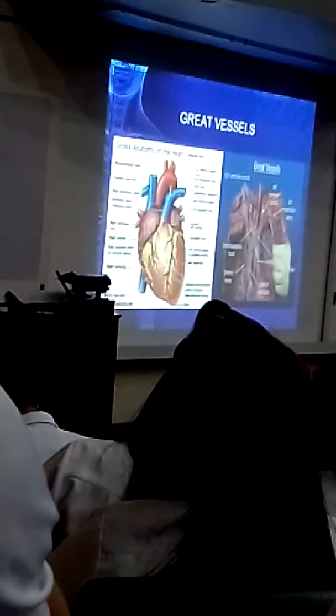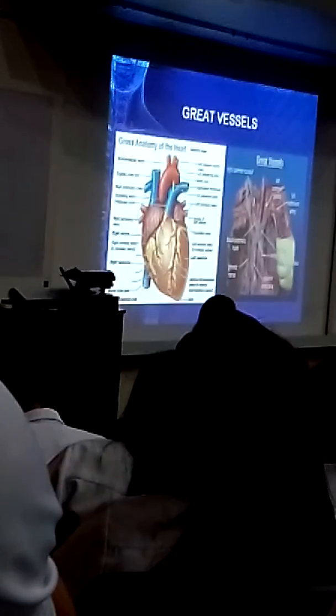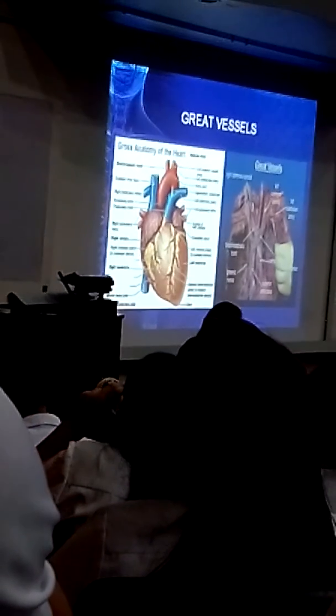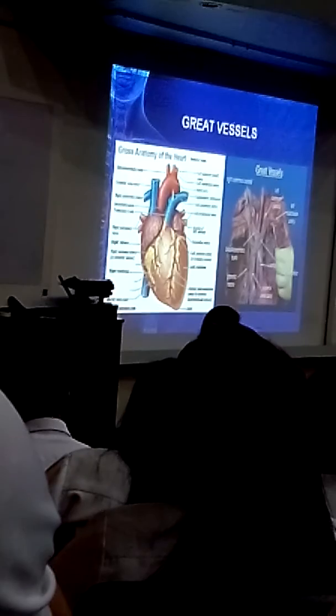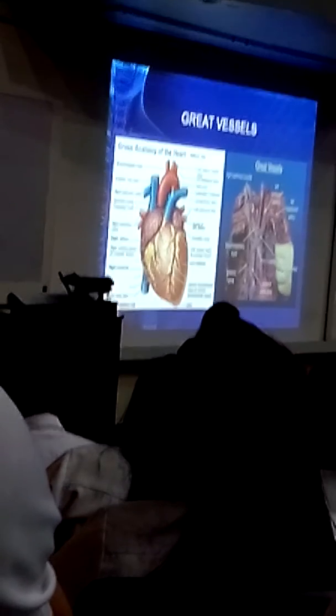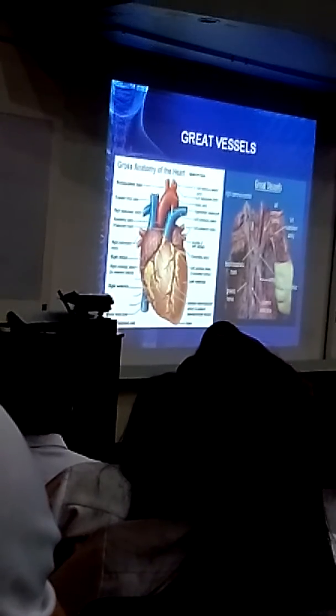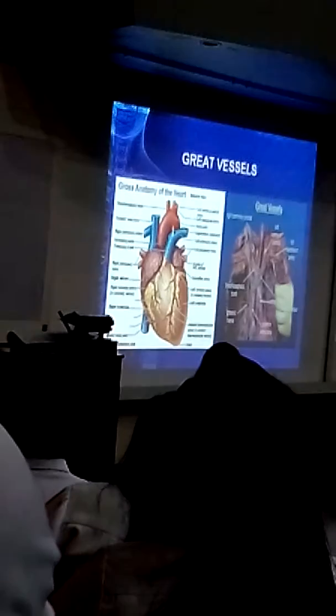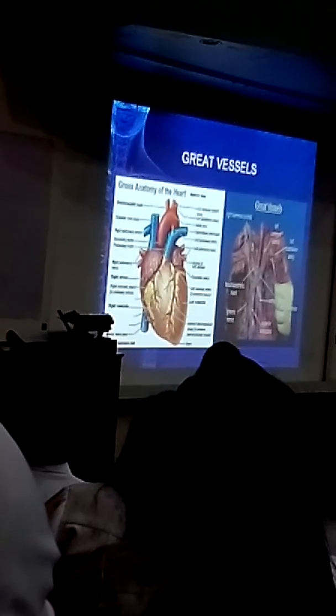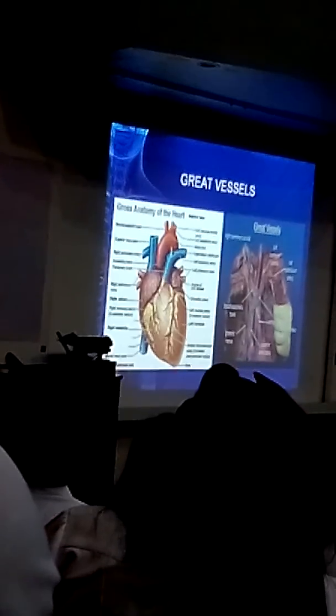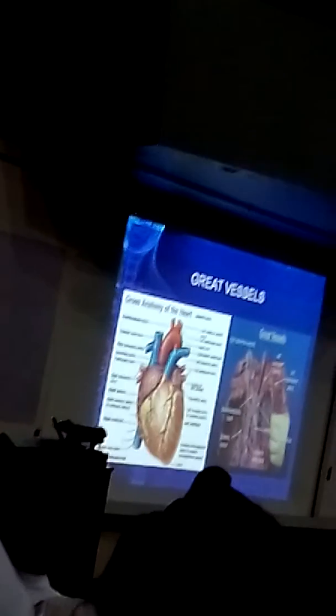So for the great vessels of the heart, this is the superior vena cava, which is 7 centimeters in length. It is formed by the union of the two brachiocephalic veins at the inferior border of the first costal cartilage. It receives blood toward the heart from the tissues above the diaphragm, except for the heart and the lungs.